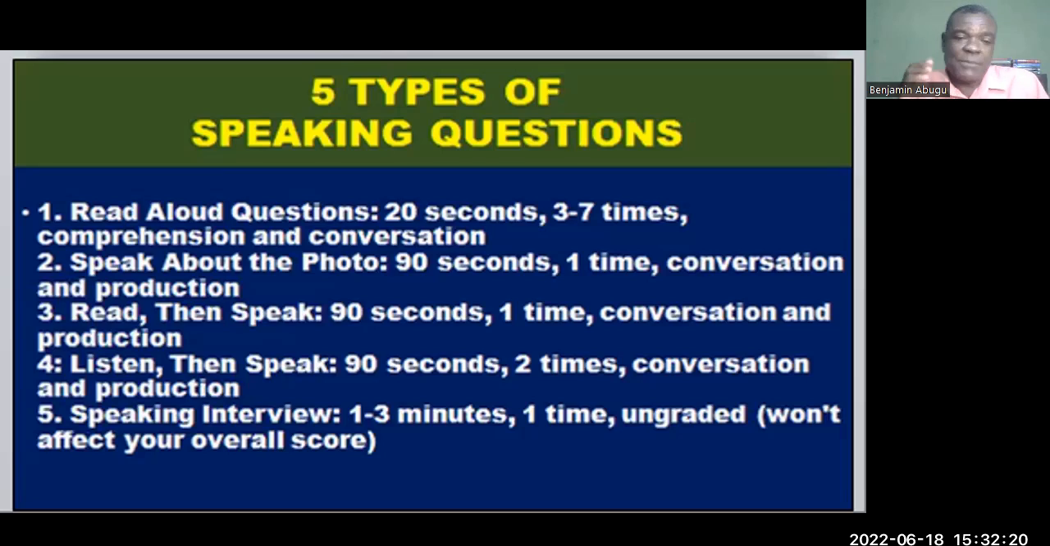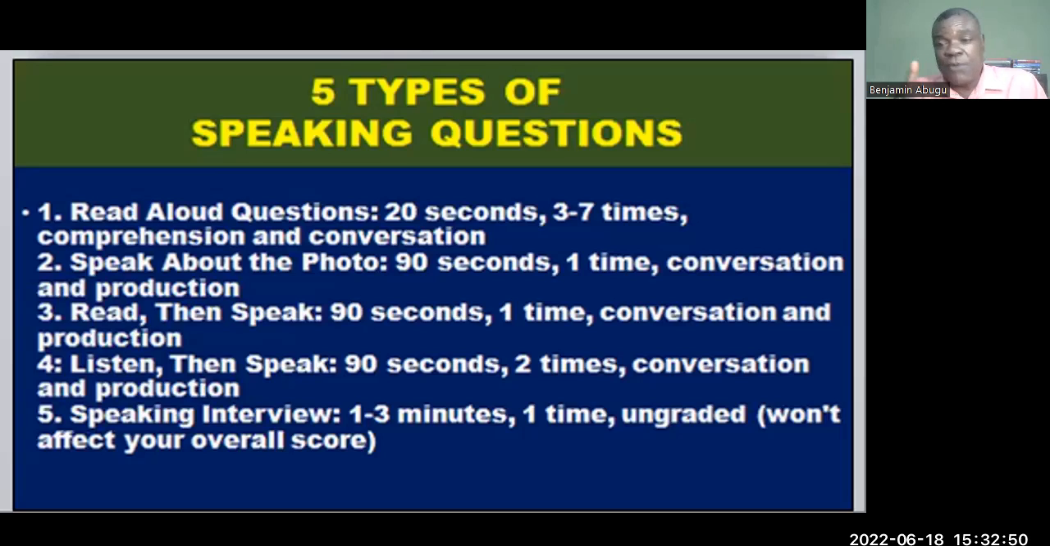Now, question type number 3 is read, then speak. Two things are involved. You are given a written prompt, you read it, and then you are given a little time to think about it and organize your thoughts, then you speak. 90 seconds are given, and this type of question occurs only once, all right? And it is meant to test your conversation and production skills, all right?